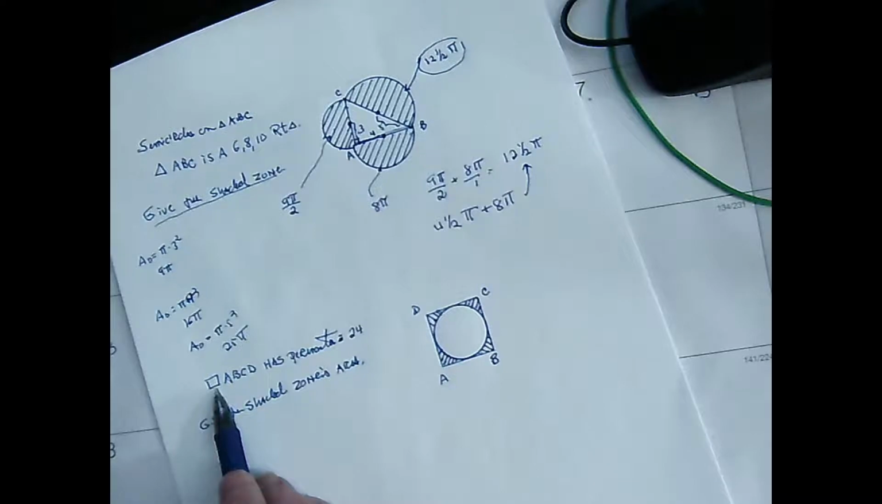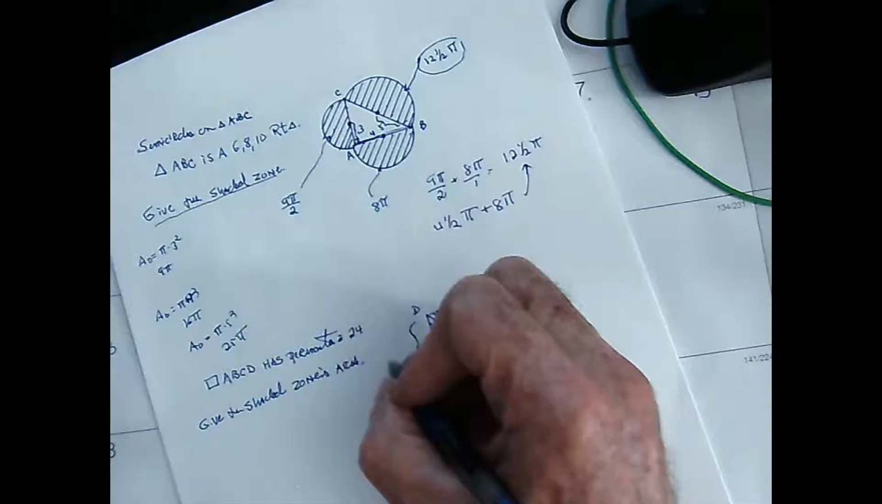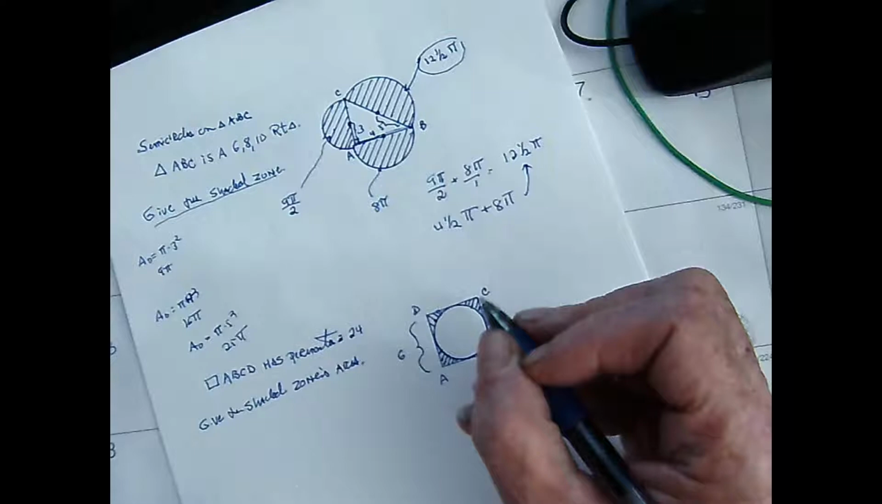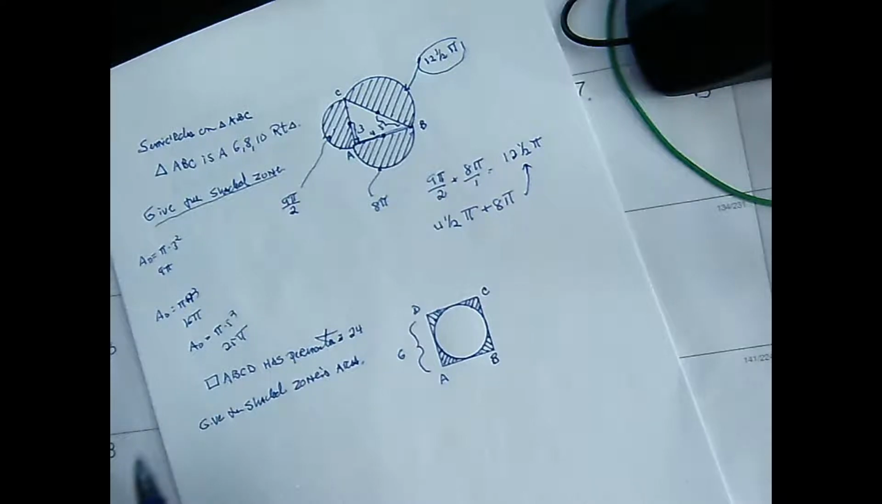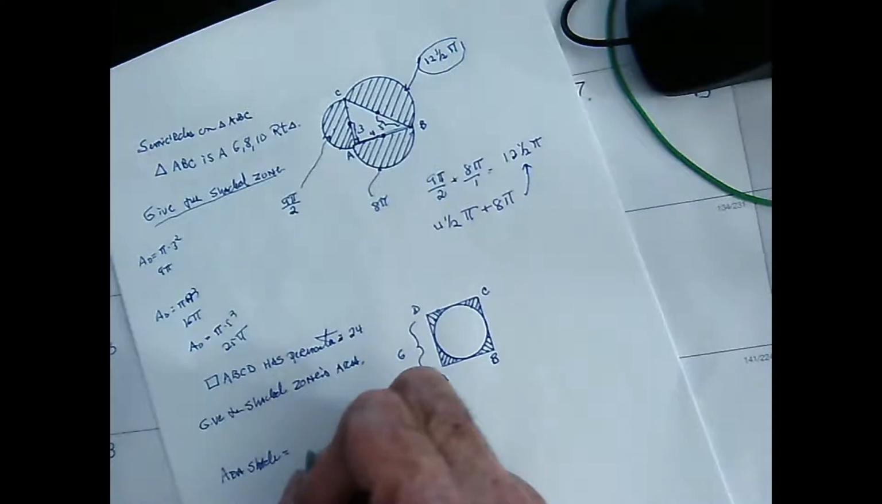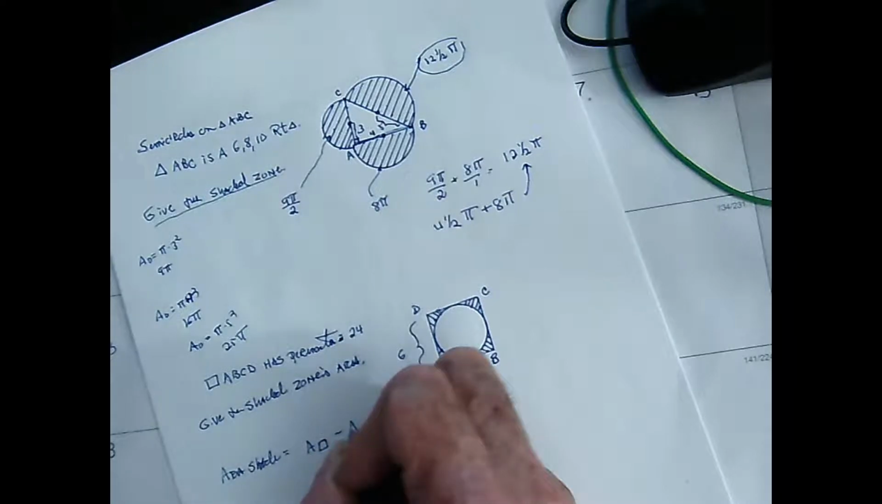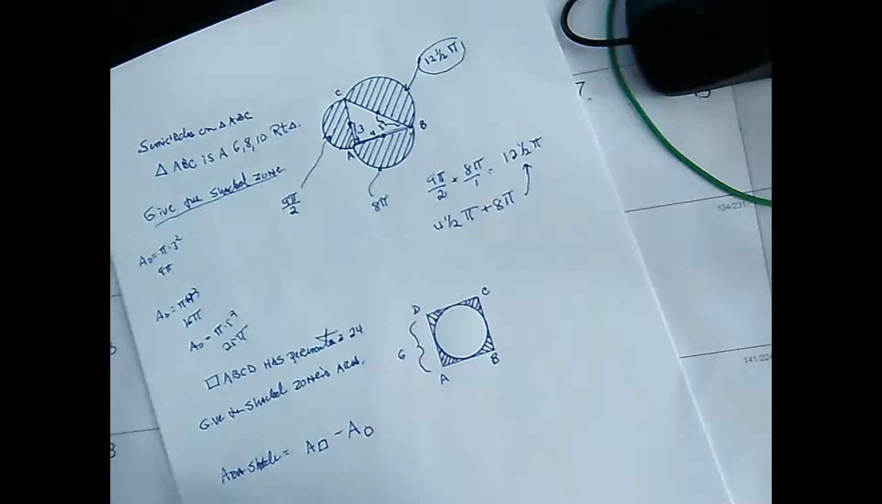Square ABCD has perimeter 24. As soon as they tell me that, I go around thinking how big the sides are. If the perimeter is 24, each side would have been 6. Give the shaded zone's area. We think about that. Just a general statement: the area of the shade. What should it be? What's clear to me is it must be the area of the square minus the area of the enclosed circle. I want everything inside the square, so it has to be in that area, but outside that circle. So we're going to subtract that away. So let's get the area that is shaded here.